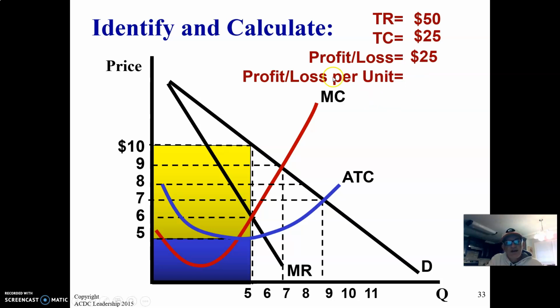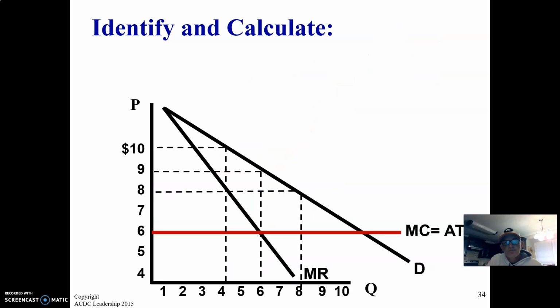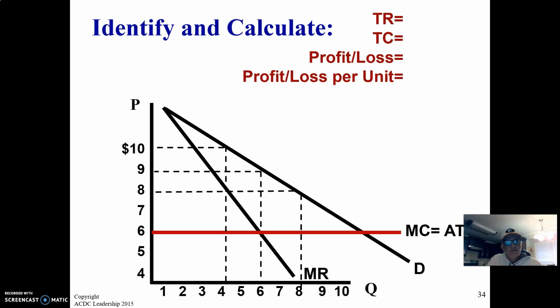Or if asked, we could also figure out profit or loss per unit, because we know that from 5 up to 10, we're making $5 per unit. All right, everybody good? Excellent. Identify and calculate here: total revenue, total cost, profit or loss per unit.